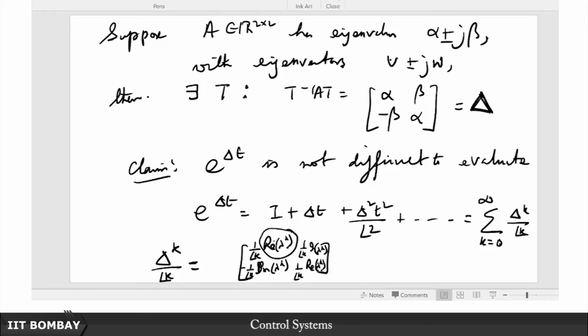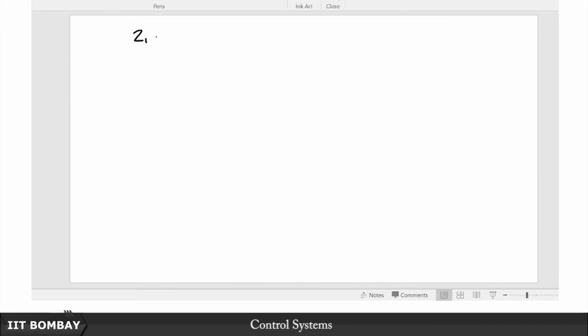What is this after all? Yeah, this is nothing but the real part of lambda to the power k, and you sum over this. If you sum over this real part, can you not take the sum inside? For example, if you take two numbers z1 and z2 and take the real part of that sum, that is equal to nothing but the real part of z1 plus the real part of z2, right.